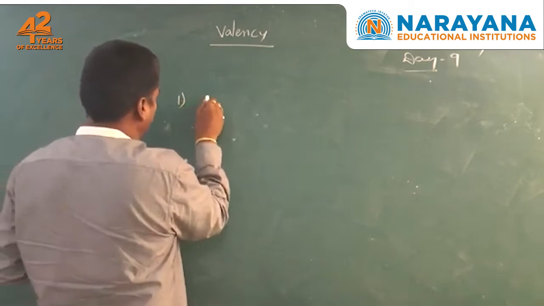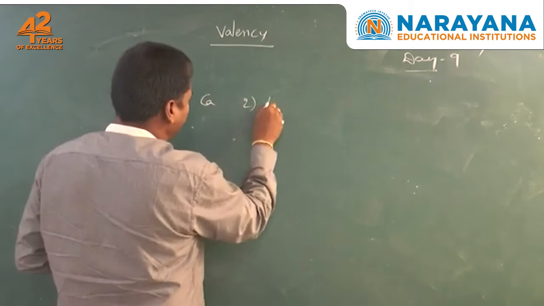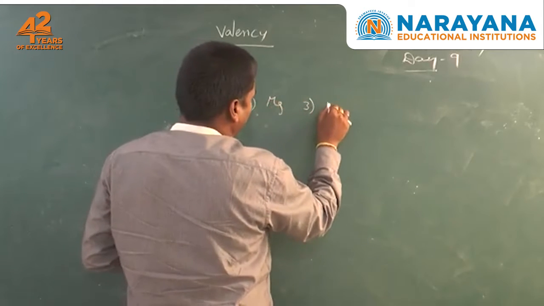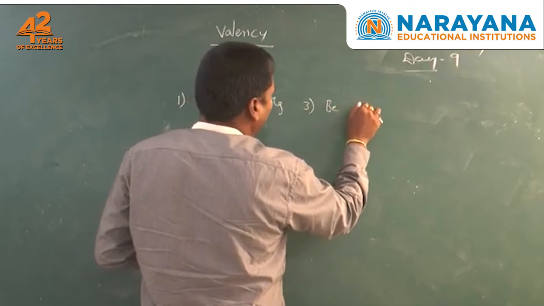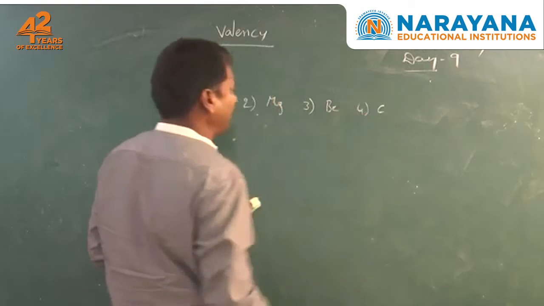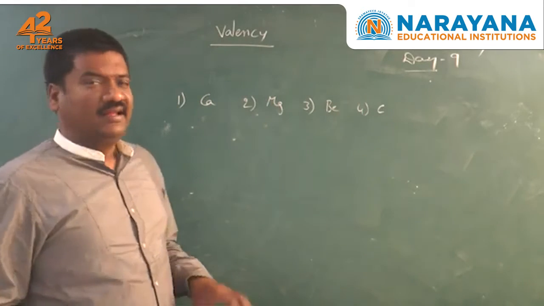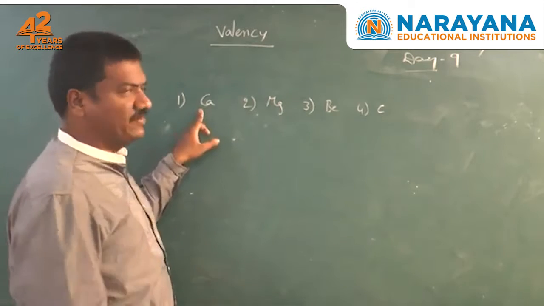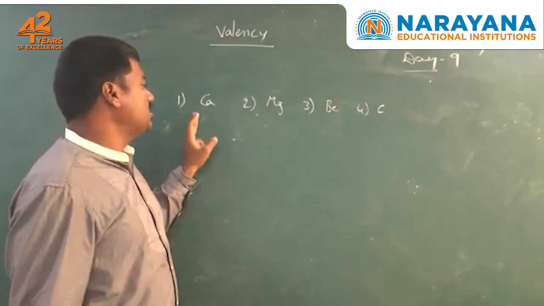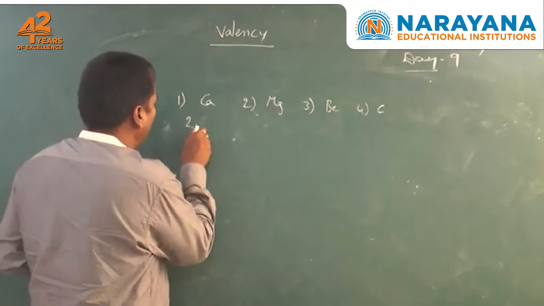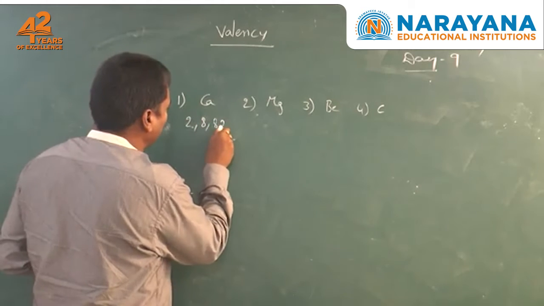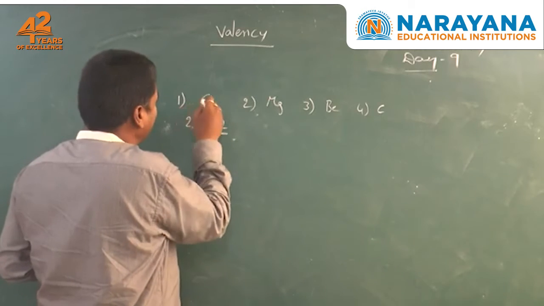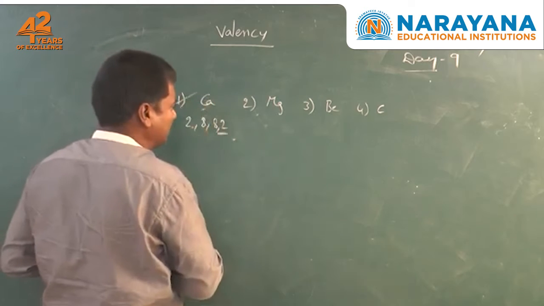The first option is calcium, the second option magnesium, the third option beryllium, and the fourth option carbon atom. Now here, calcium is a second group element. Its atomic number is 20, so the configuration is 2, 8, 8, 2, and the outermost shell has 2 valence electrons. Then I can take the valency of the calcium atom as 2, this is correct.